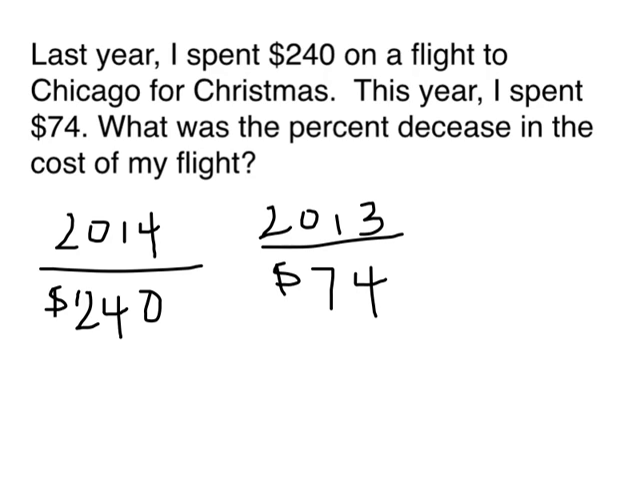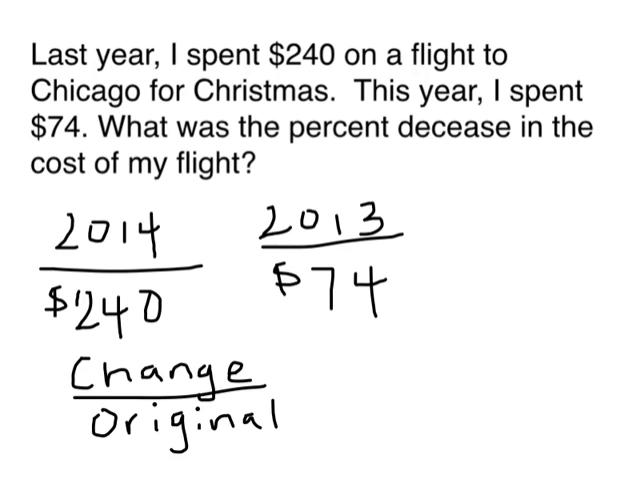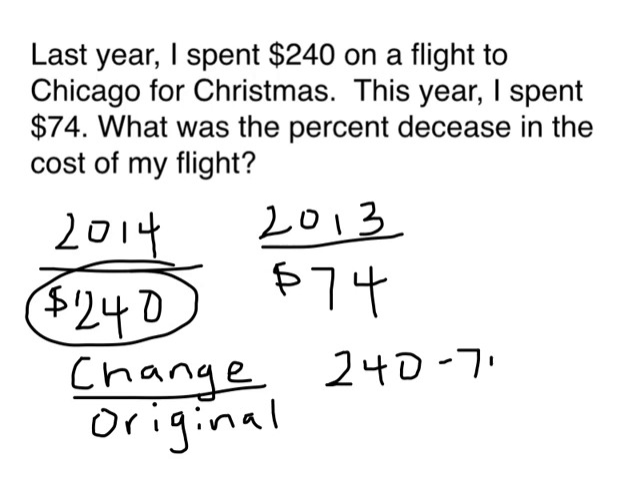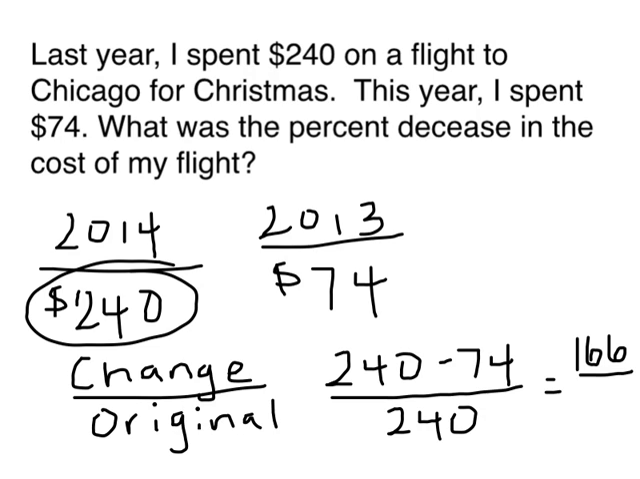The way we can figure that out is we take the amount of change divided by the original cost. The way I can figure out my change is by taking last year's cost, which was $240, minus this year's cost, which was $74, and then dividing that by my original cost of $240. So 240 minus 74 is a change of 166 out of 240. The cost went down $166 out of a total of 240.